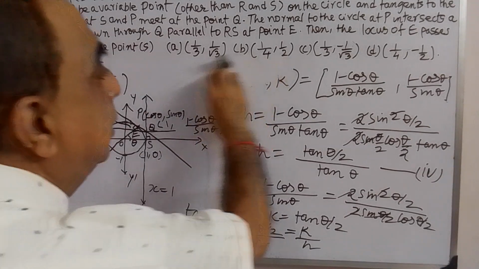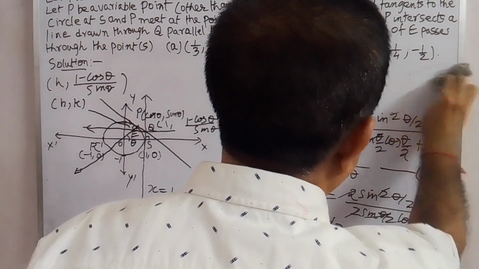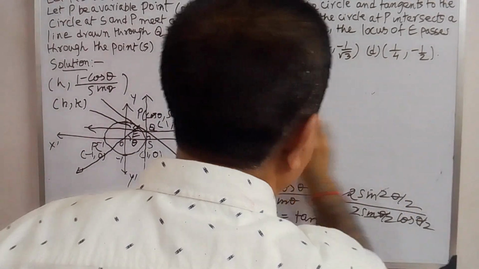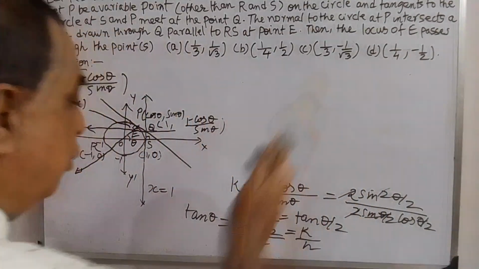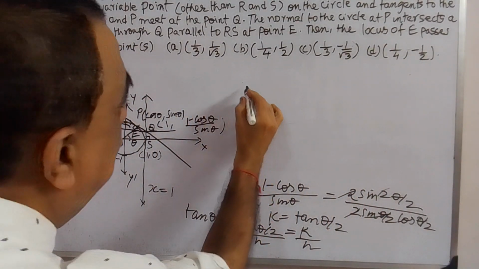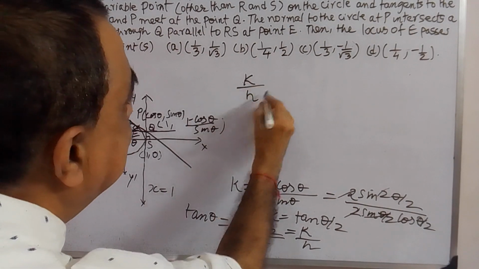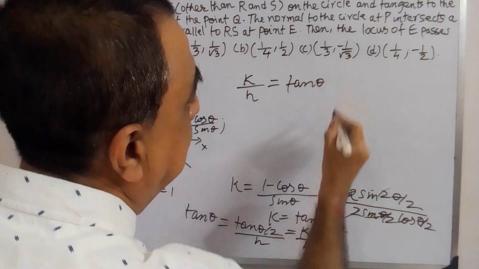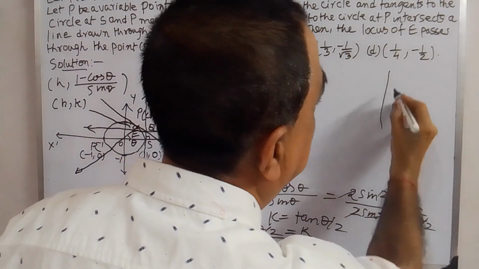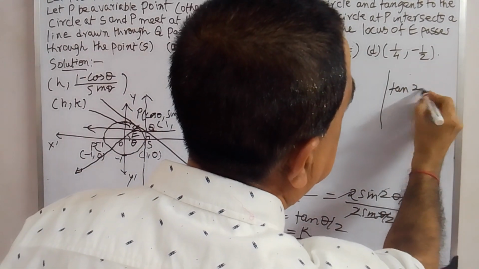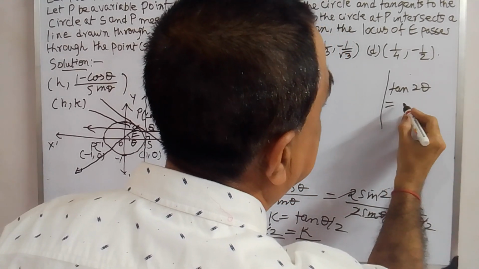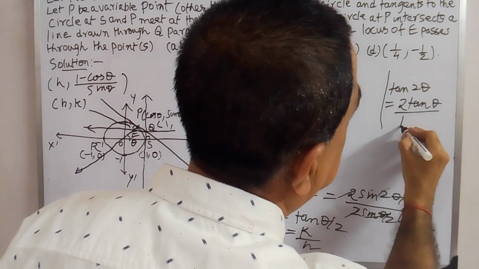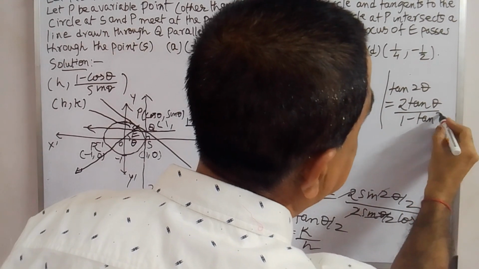Now see, I am proceeding further to get a relation between h and k. Here I have got k by h equal to tan theta, and we know the formula of tan 2 theta. The formula of tan 2 theta is 2 tan theta divided by 1 minus tan squared theta.